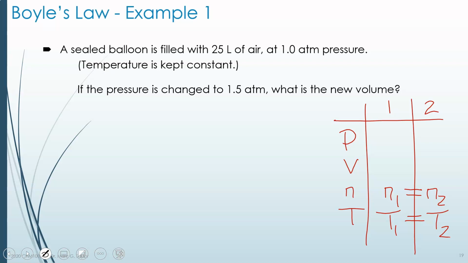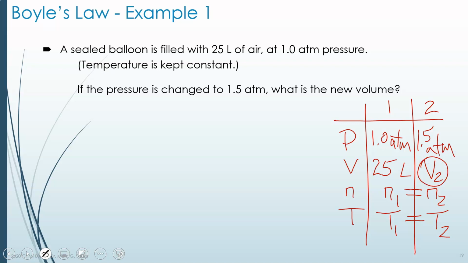We know initially we have 25 liters of air, and it's at 1.0 atmospheres of pressure. And we know we're changing the pressure to 1.5 atmospheres. So here is our unknown. V2 is our unknown. This is what we're trying to solve for.